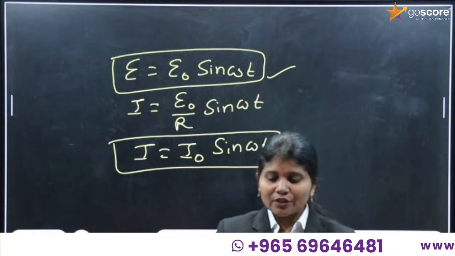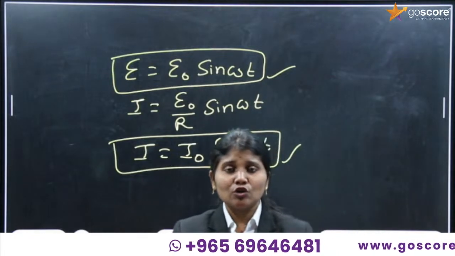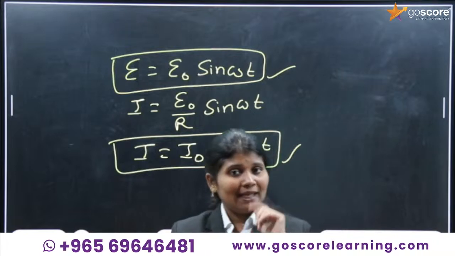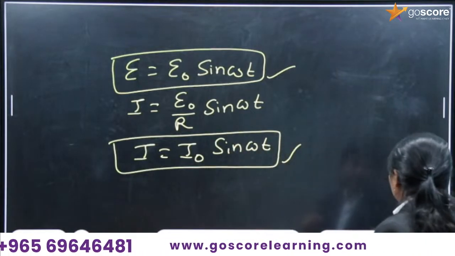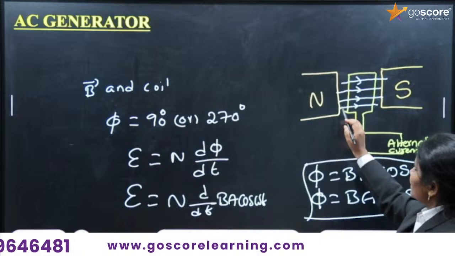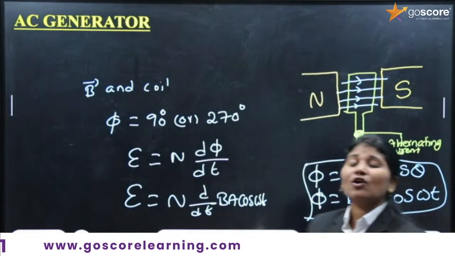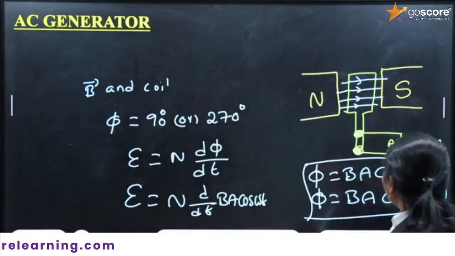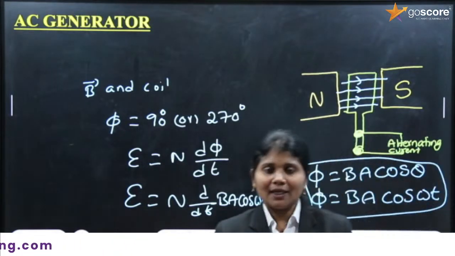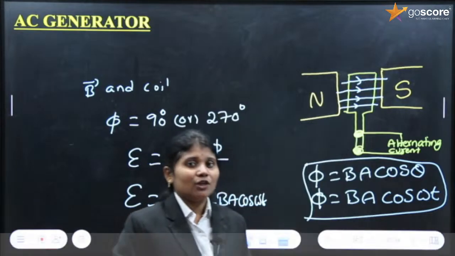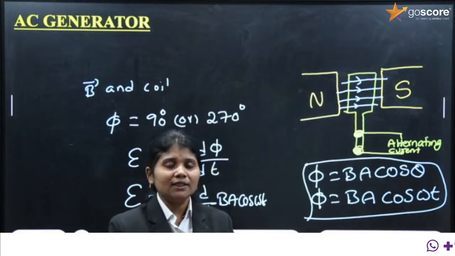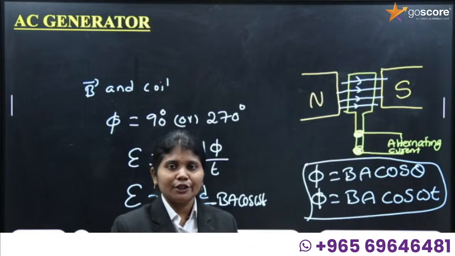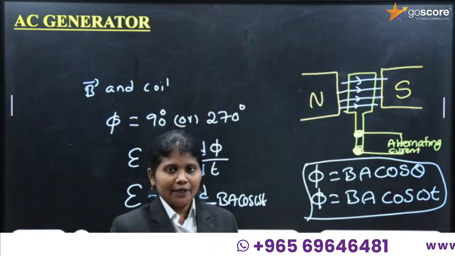So in the AC generator, what is happening? Finally, what do we conclude? The generator converts mechanical energy to electrical energy. See here how we conclude that. Here the coil is rotating. Coil is rotating means which energy is it? Mechanical energy. Here we are getting alternating current, which is electrical energy. The coil is rotating, then we are getting electrical energy. It means mechanical energy is converted into electrical energy.